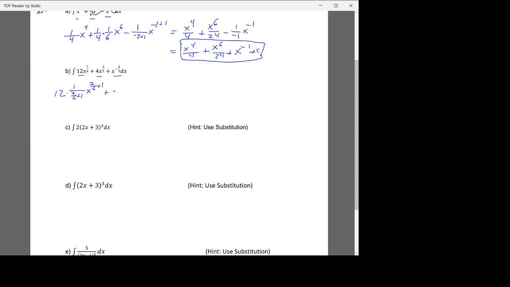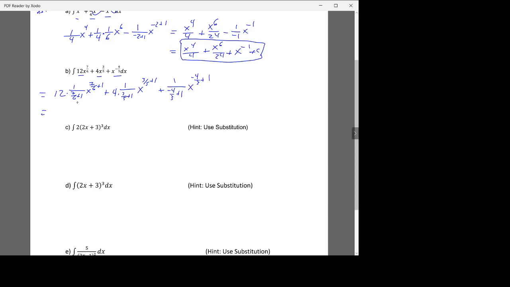And then we have a 4 times, and it's 3 fifths. So 1 over 3 fifths plus 1, x to the 3 fifths plus 1. And then plus, and then it's x to the minus 4 thirds. So 1 over minus 4 thirds plus 1, x to the minus 4 thirds plus 1. And then let's try that. So we get, and plus a constant, but we'll hold on to that.